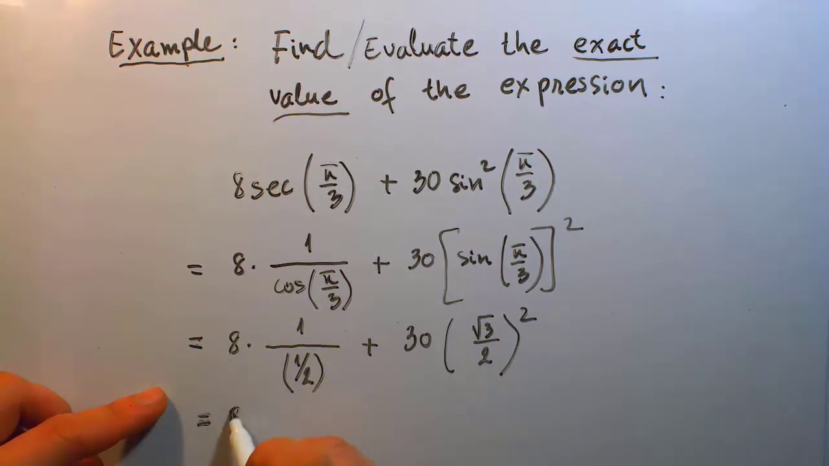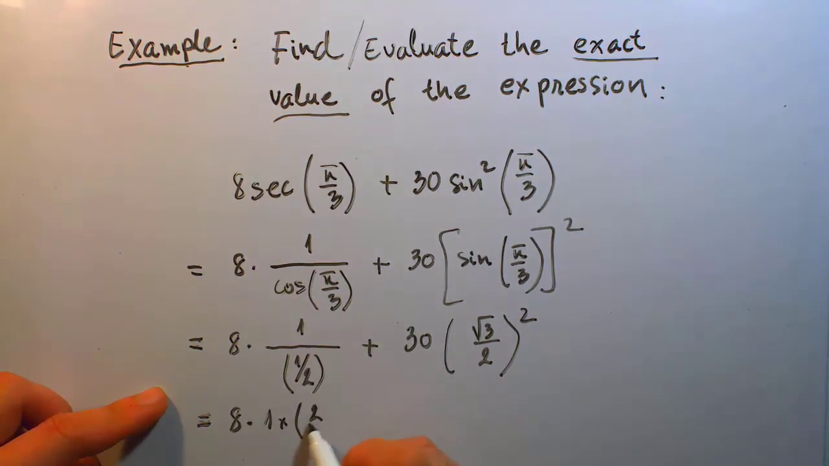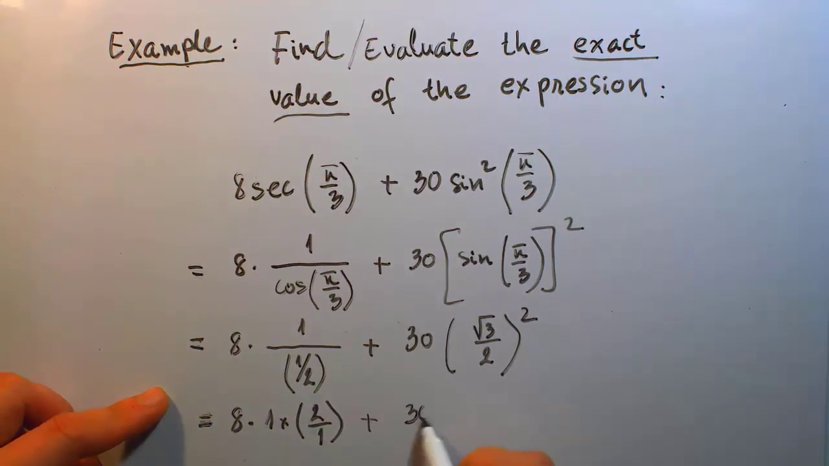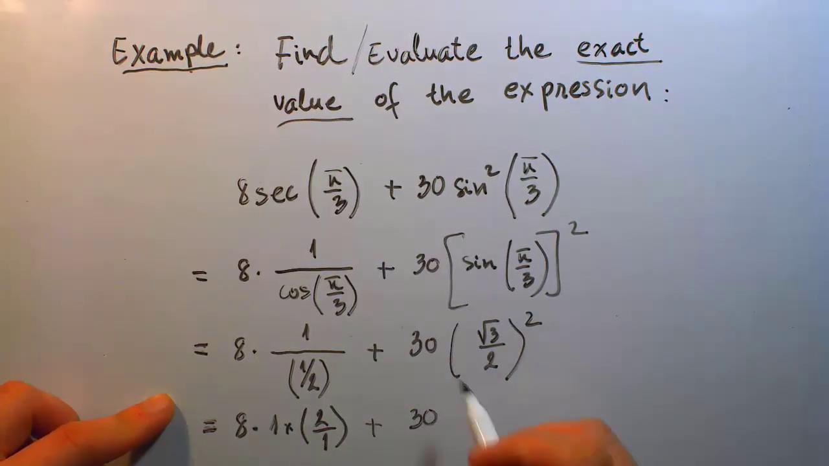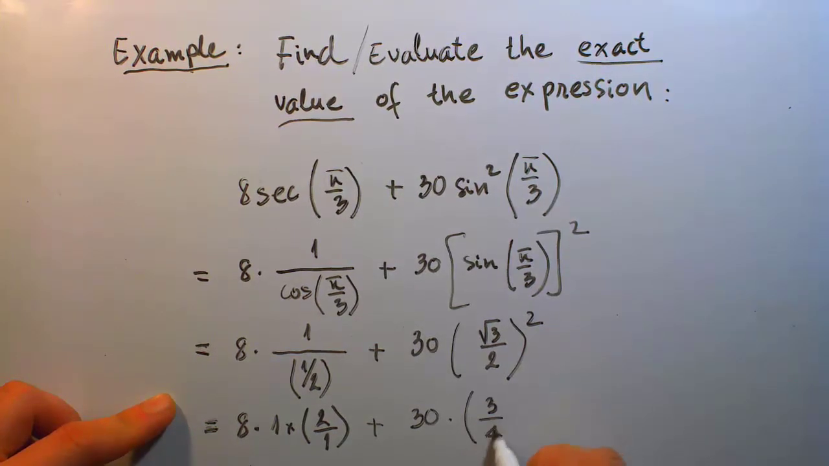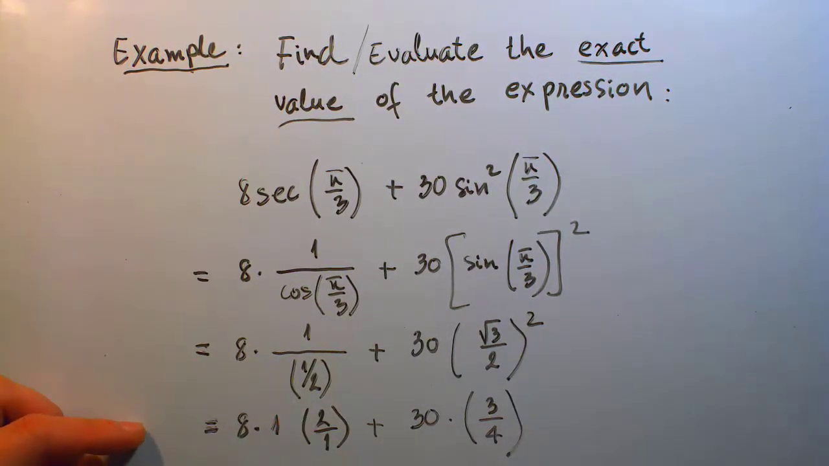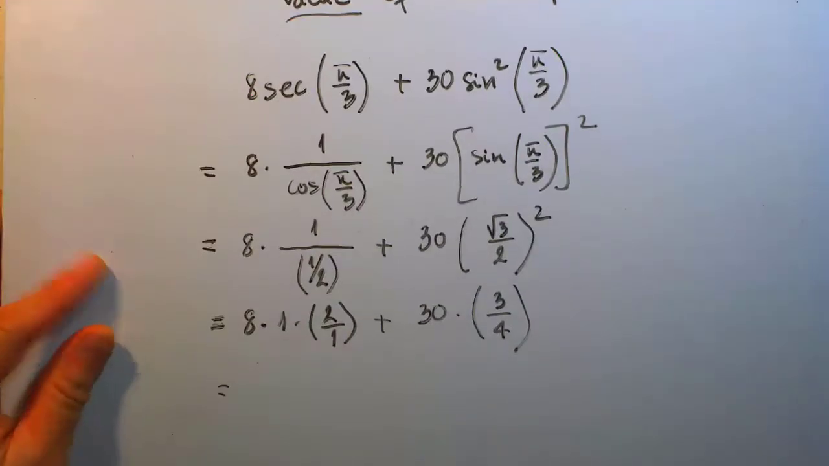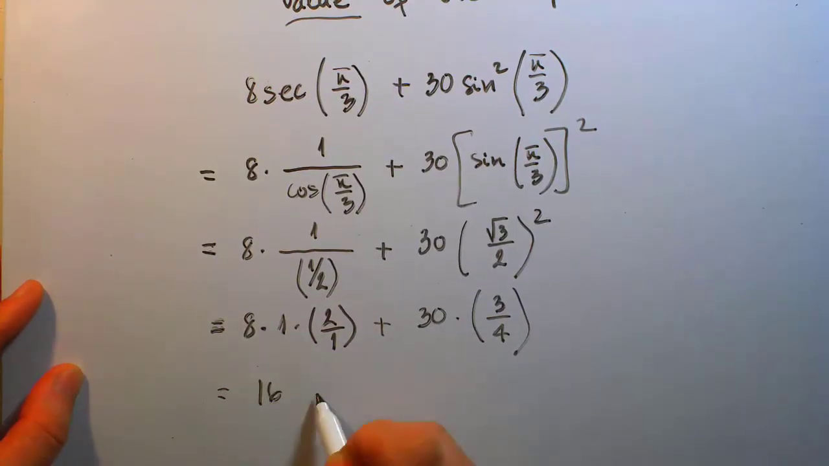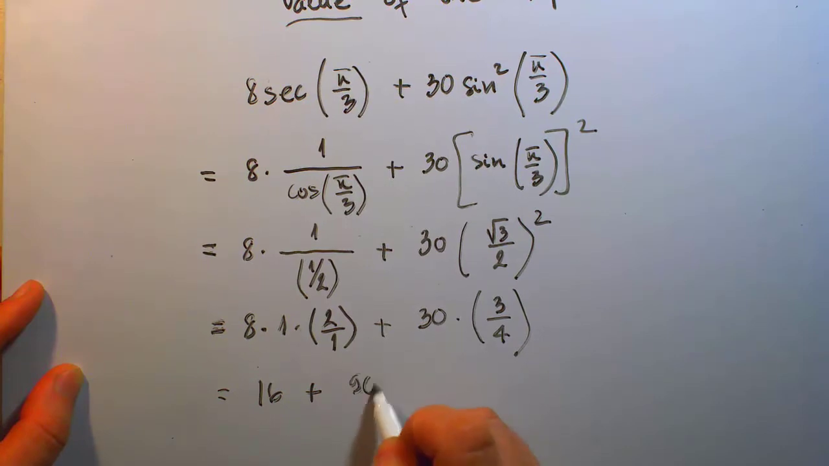8 is a coefficient, and multiplying it with 1 over 1/2 is the same as 1 times 2 over 1, plus 30 is the coefficient of my next term. Square root of 3 over 2, all squared, becomes 3 over 4. Now the math is ready. 8 times 2 in the first term becomes 16, plus 30 times 3 over 4 gives us 90 over 4.